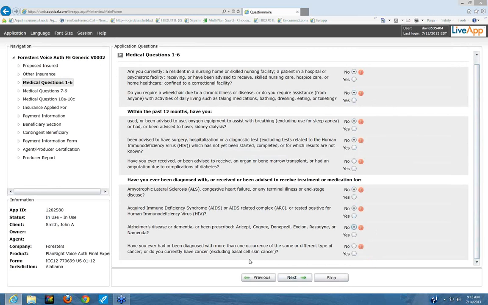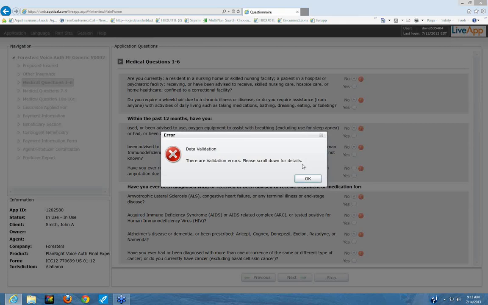Now, just realize with the cancer question, it's asking if you've been diagnosed with more than one occurrence of the same or different type of cancer. So I'm not asking that. I'm just asking, have you ever been diagnosed with cancer? Now, if he says yes, and let's say he had prostate cancer, then that's when I'll go further into it and say, well, have you been diagnosed with more than one occurrence of prostate cancer? Or do you currently have it? Now, again, excluding basal cell skin cancer. So if they say, yeah, I got skin, it doesn't make a difference. It's still a no. All right, so let's just say he said no.